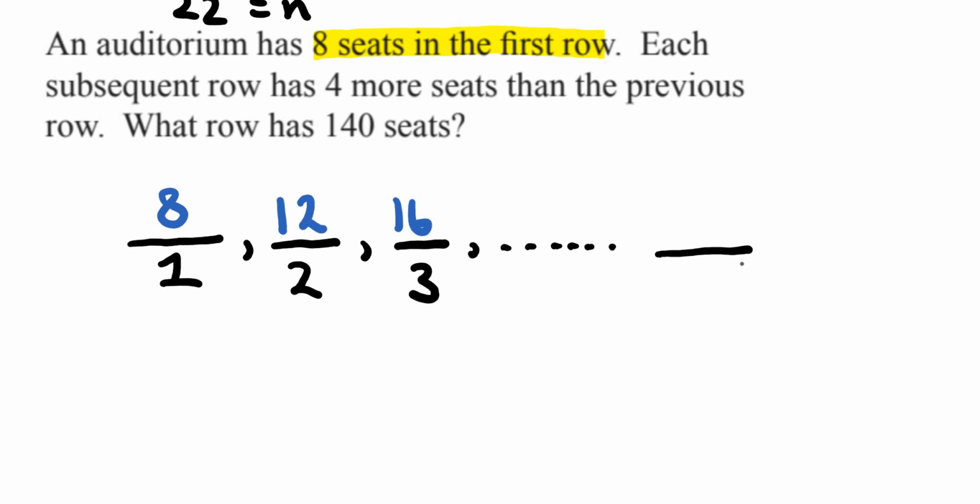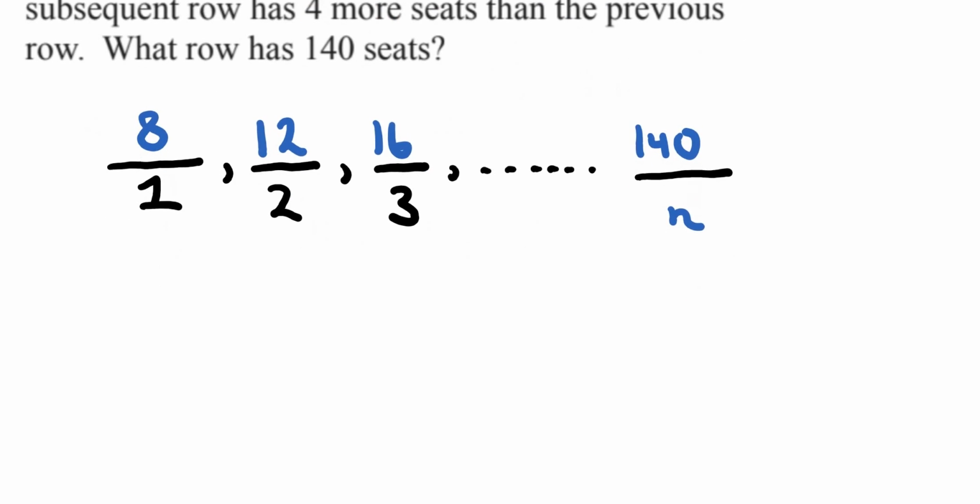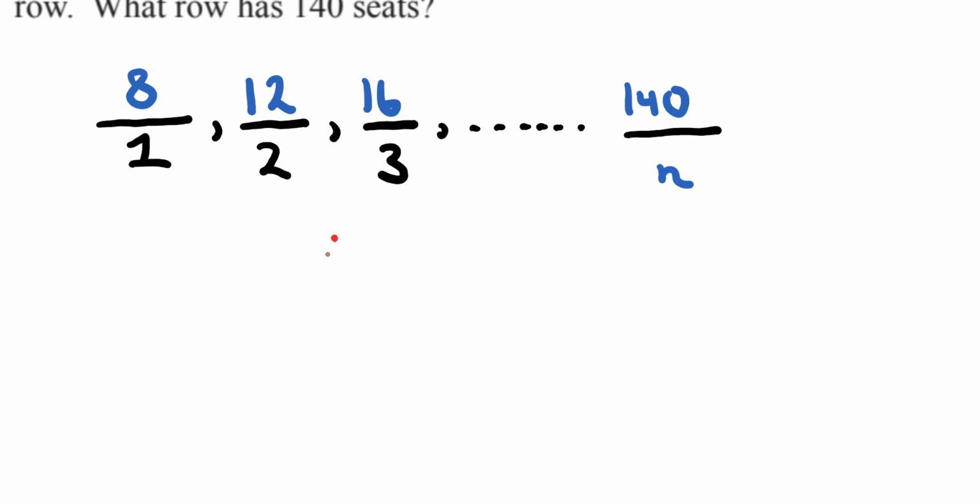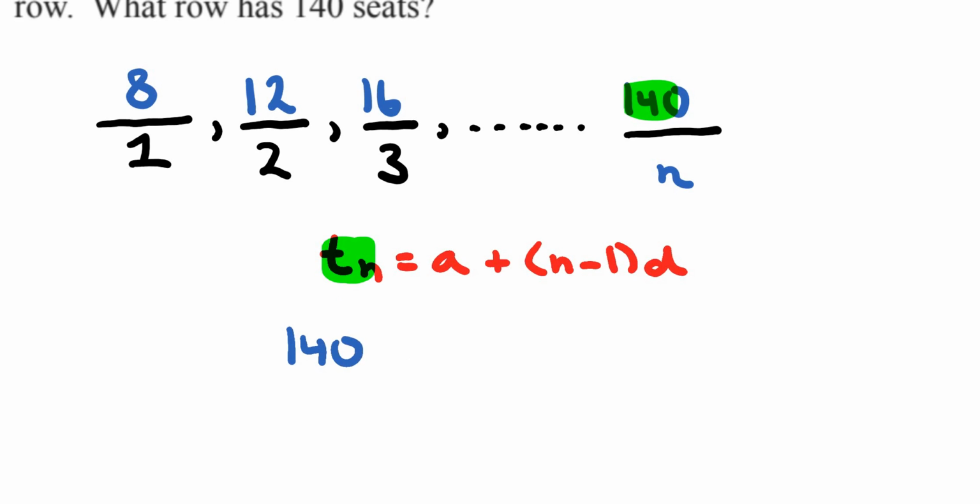And I want to figure out what row has 140 seats. All right, so I want to figure out what term number has 140 seats. Okay. All right, so let's go ahead and write out the formula for the arithmetic sequence here. So Tn equals a plus n minus 1 times d. Okay, so Tn is really your last term. So my last term has a value of 140. So 140 would go there.